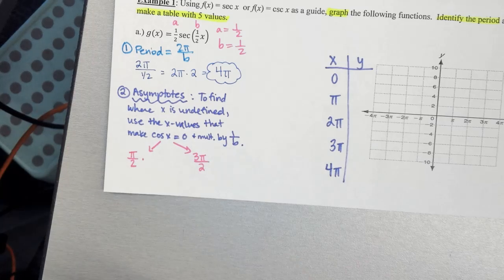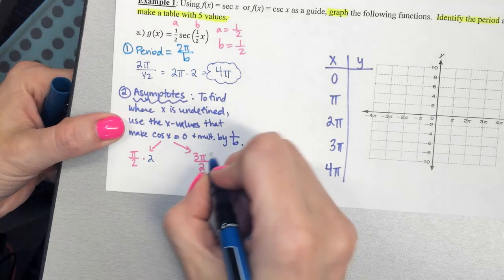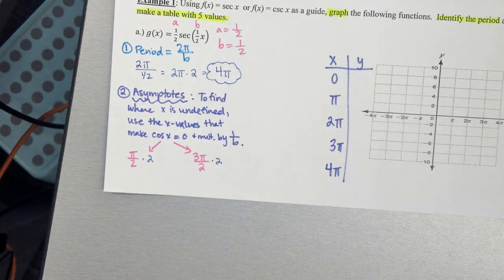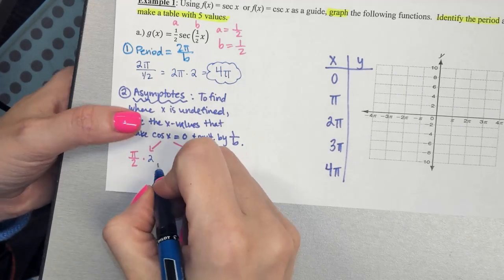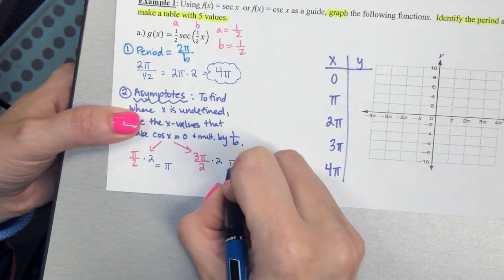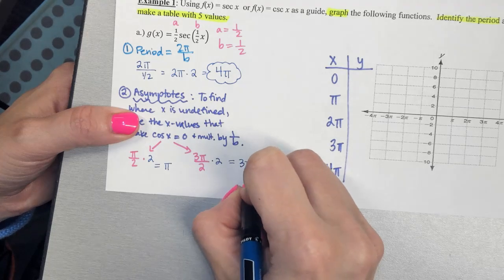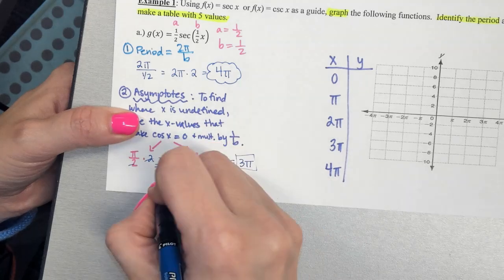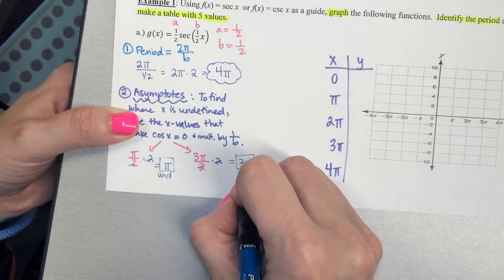So we're just going to multiply by 2. And why are we multiplying by 2? The reciprocal of b. So b is 1/2, you're multiplying by 2. What's pi over 2 times 2? Pi. 3 pi over 2 times 2? 3 pi. The 2's cancel, right? So that means you're undefined here and you're undefined here.